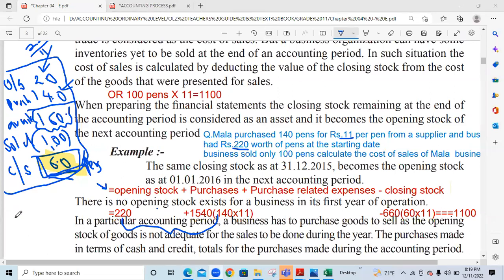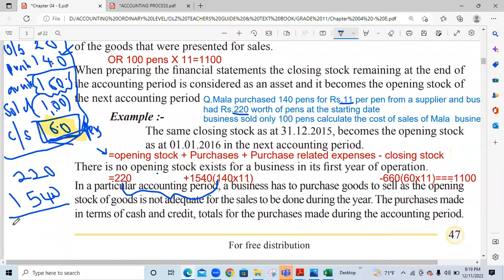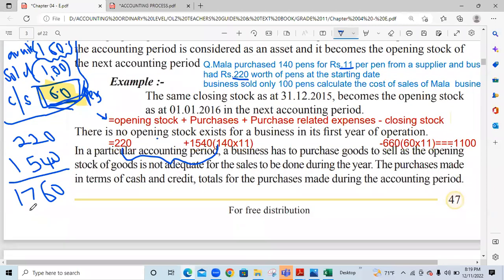1,760. Guys, you presented your customer opening stock of 220 plus the purchase of 1,540. That's how much? 1,760. You told your customer they can buy them, but they didn't buy. How much worth of goods did they not buy? 660. So what was the cost of sales? 1,100. Even though you told your customer they can buy 1,760 worth of goods, your customer only bought 1,100 worth of goods.